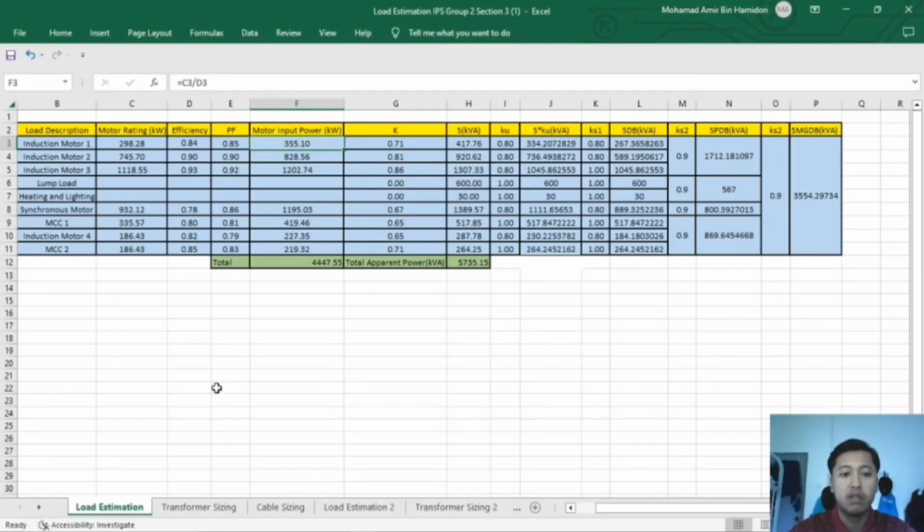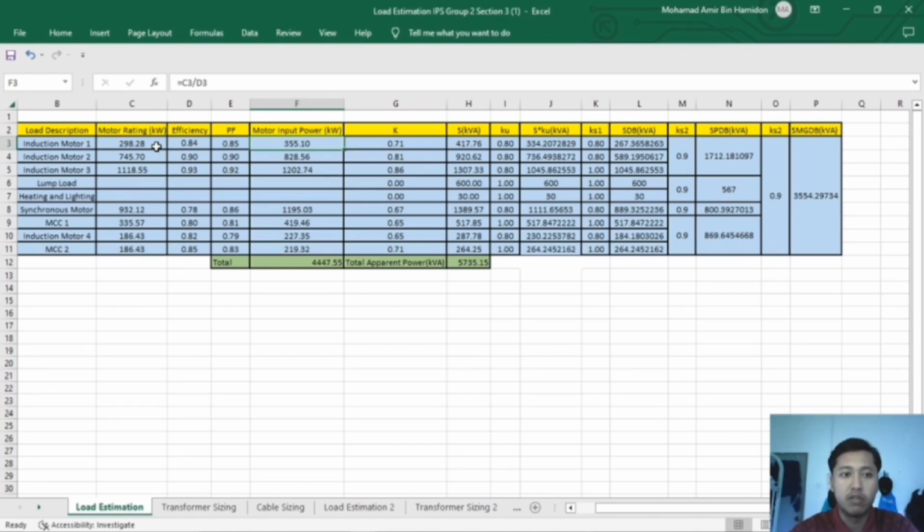Today I'm going to explain about the estimation and transformer sizing that our group already calculated in Excel. First thing, we must know our motor rating for each load. To find this motor rating, we can use the given specification in the assignment question, such as the efficiency, power factor, and the horsepower.